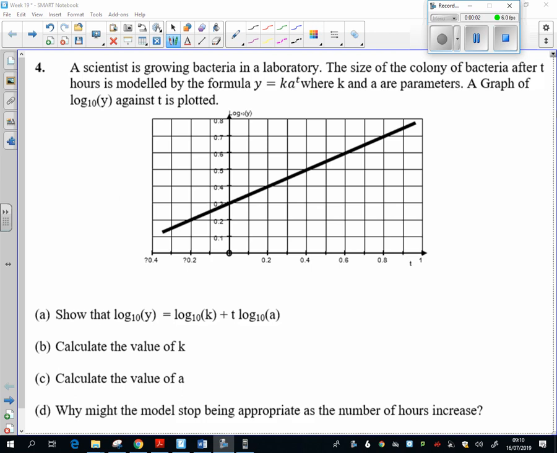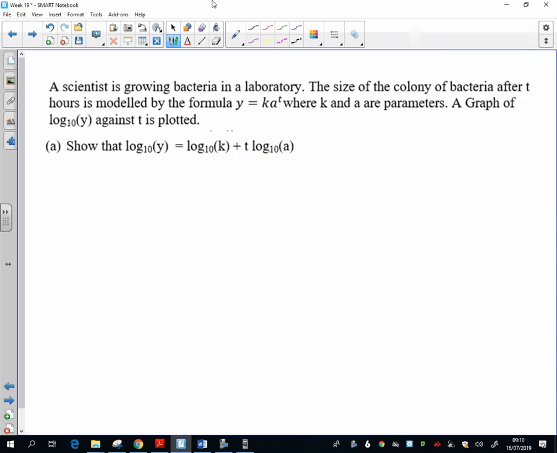This question's a linearizing question. So we're told that the colony of bacteria can be modelled by this exponential model, but to make it easier to read and see the information, they've actually plotted it as a linear model, so the exponential has been linearized. So the first thing they want us to do for part A is show how you do that linearizing. So we don't actually need to refer to the graph for this.